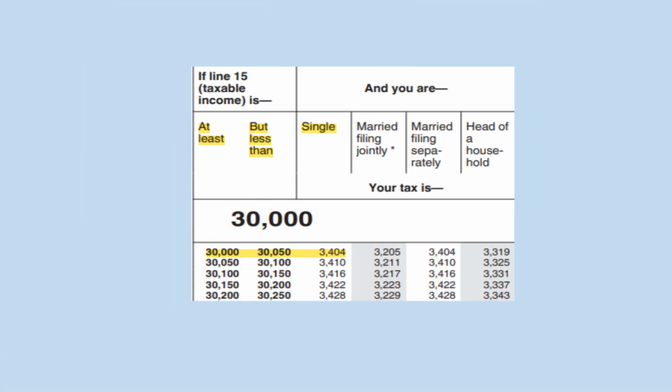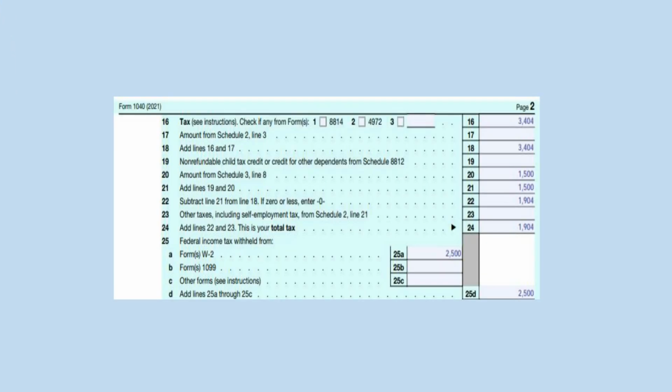You can find the tax tables beginning on page 65 of the Form 1040 instructions. Since you had taxable income of at least $30,000 but less than $30,050 and you are single, your tax will be $3,404. Carry that amount to line 16 and down to line 18, as you will not have any additional taxes in this example from Schedule 2, line 3.